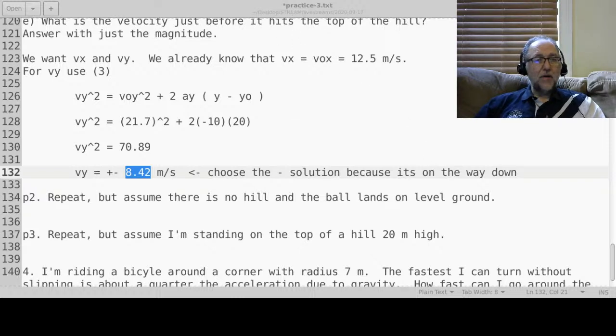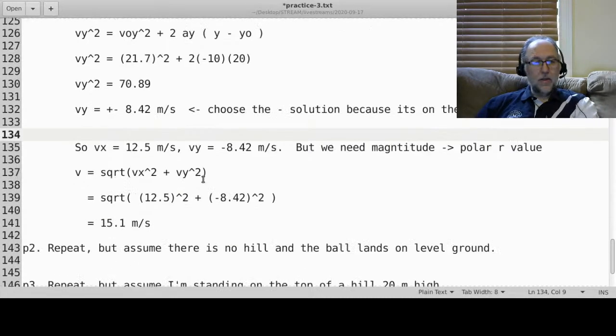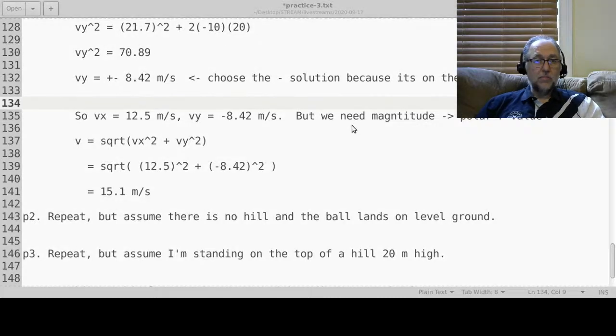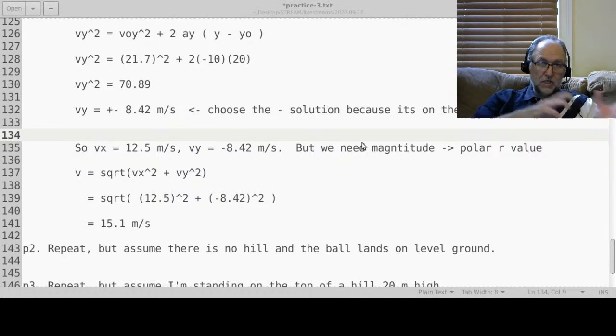At this point, we have both Vx and Vy, but that's not what I want. I want the magnitude. You say, well, how do I get the magnitude out of this? As I said, you use the Pythagorean theorem. I've been saying Pythagorean theorem, but this is basically the conversion from Cartesian to polar. So we have that Vx is equal to 12.5 and Vy is negative 8.42, but we want the magnitude, and the magnitude is basically that polar r value that you saw in my lectures on vectors.